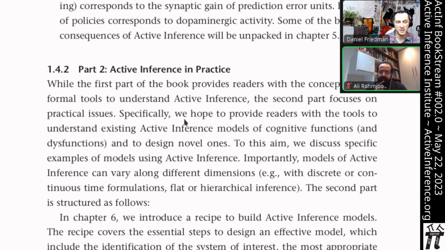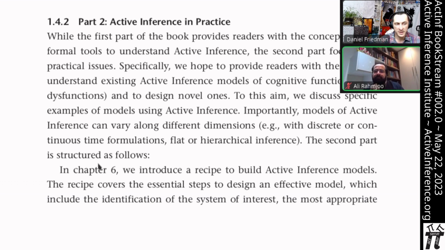So I'll just continue on. Chapter 6 is going to introduce a recipe for building active inference models. So this is where the step-by-step comes into play. It's going to give a sequence of steps and approaches that you can take to go from understanding the structural aspects of a system or phenomenon of interest and build your way towards having an active inference model that can then be implemented in code.